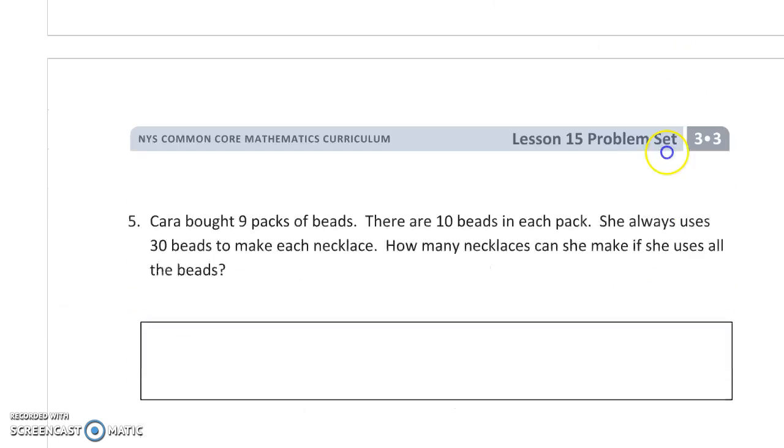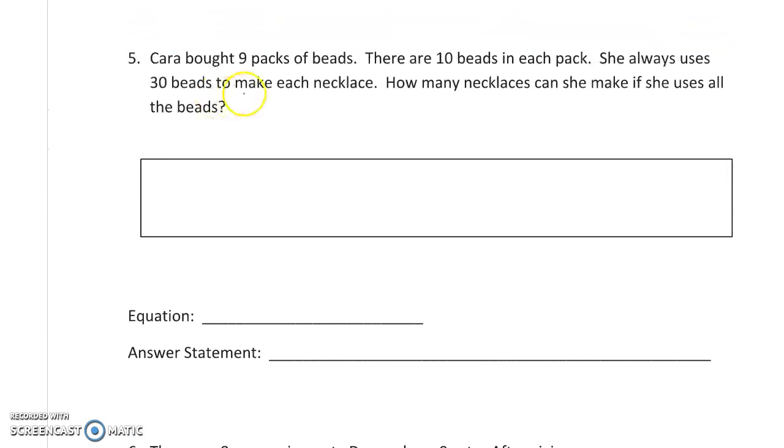All right, a couple more. Kara bought 9 packs of beads. There are 10 beads in each pack. She always uses 30 beads to make each necklace. How many necklaces can she make if she uses all the beads?